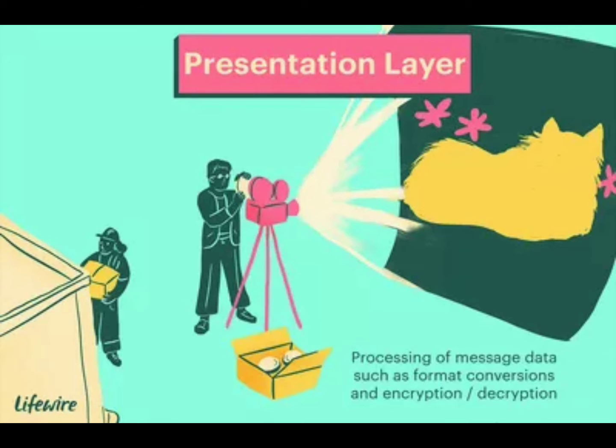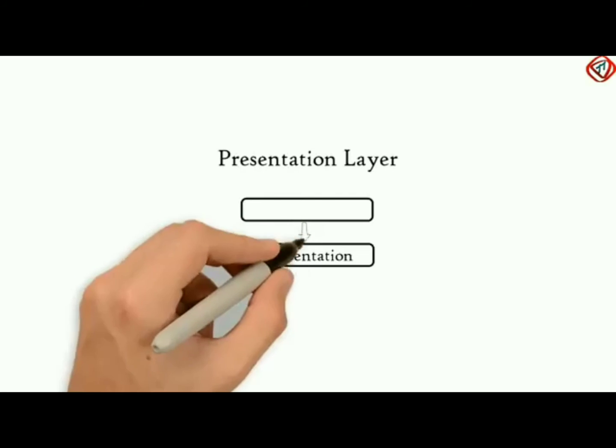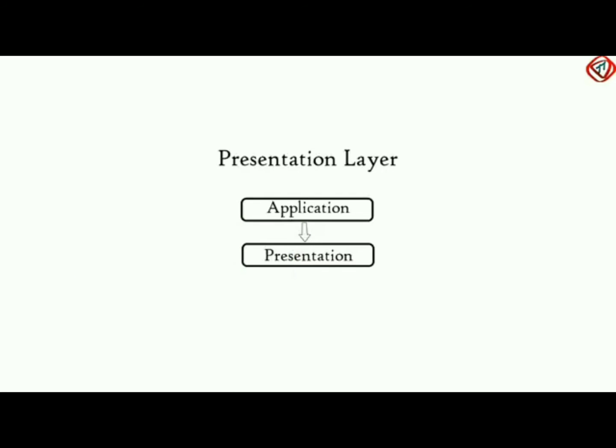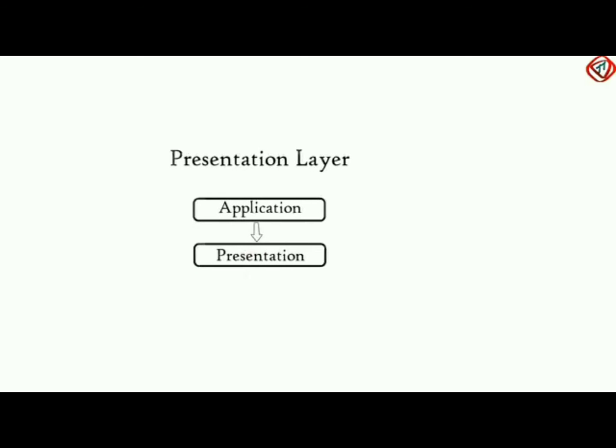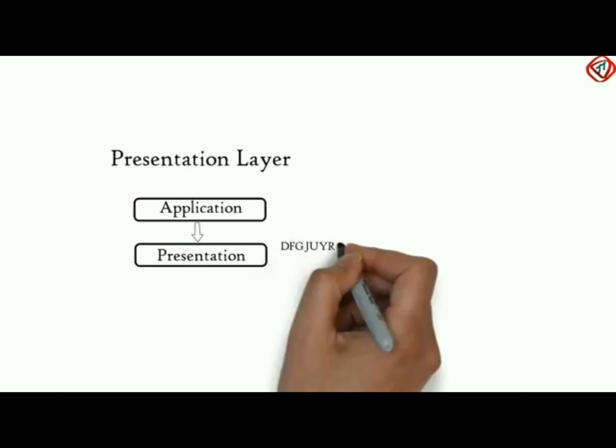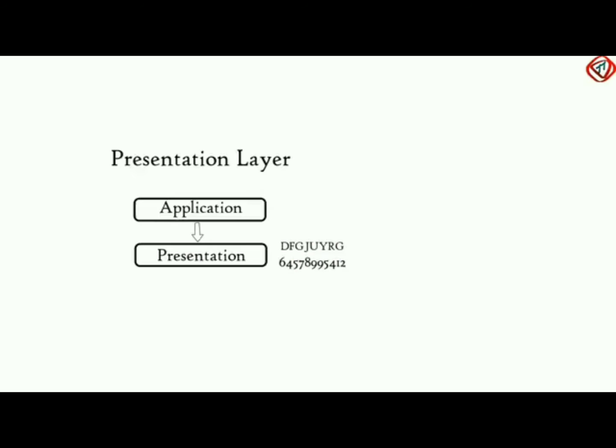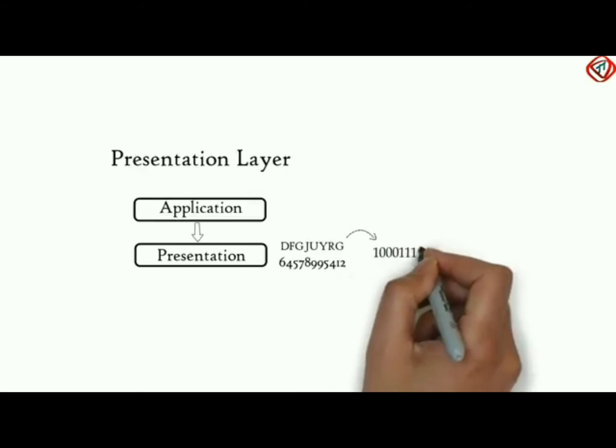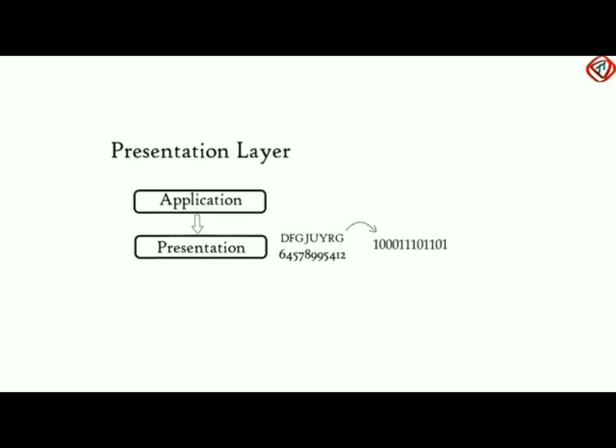The presentation layer receives the data from the topmost layer, which is the application layer. There are 3 functions of the presentation layer: translation, encryption, and compression. Here in translation, the data received from the application layer is in the form of characters and numbers such as 1, 2, 3, 4, etc.